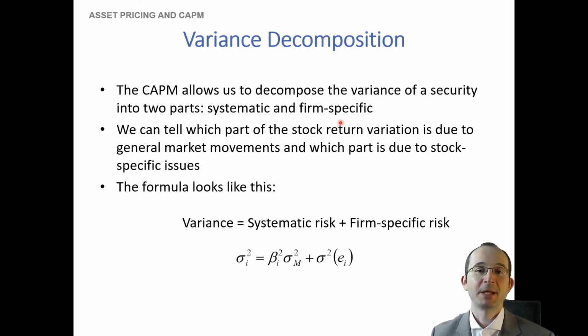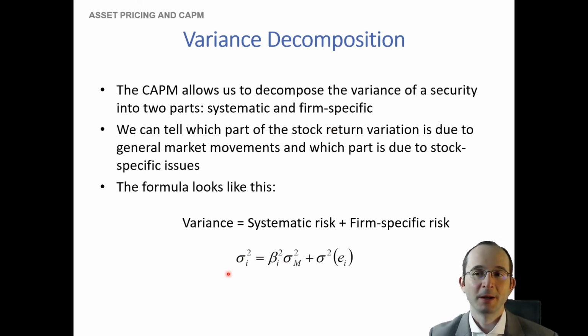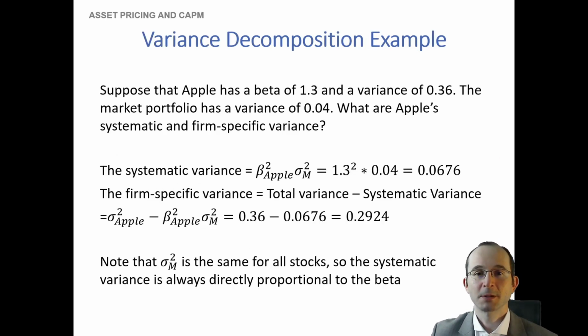So if we can estimate a beta for an asset, now we can actually say what portion of the asset's variance, because we can estimate the asset's variance as well, is actually going to be due to the exposure to market risk, and what then the rest must be, which is then of course just due to firm-specific risk. So how do we actually go about doing this? Let's go through an example.